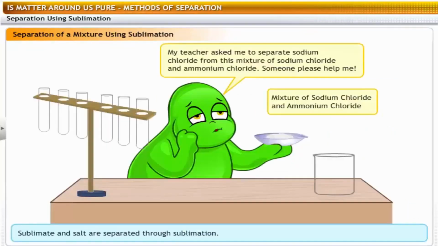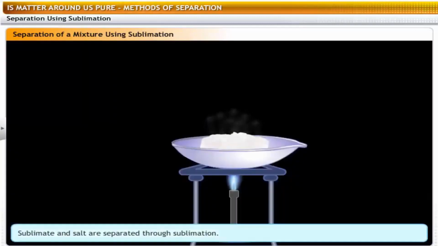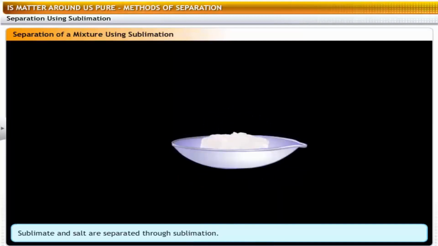My teacher asked me to separate sodium chloride from this mixture of sodium chloride and ammonium chloride. Someone please help me. Ammonium chloride changes directly from the solid to the gaseous state on heating. This is known as sublimation. So, to separate a mixture that contains a salt and a sublimable solid, such as ammonium chloride, you can use the process of sublimation.